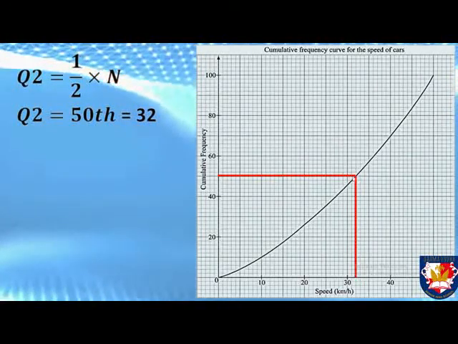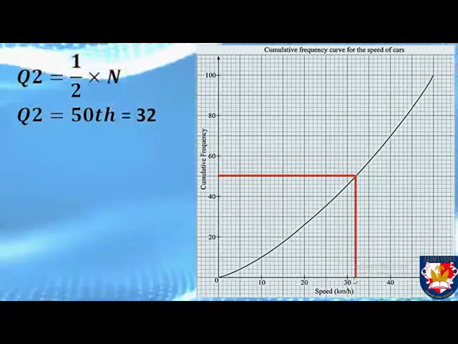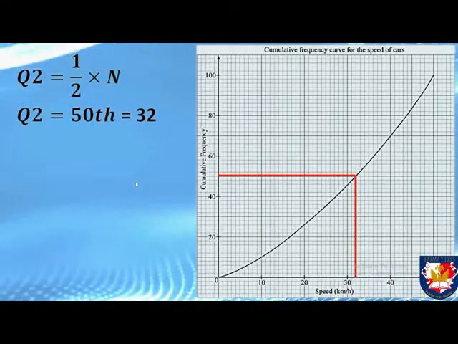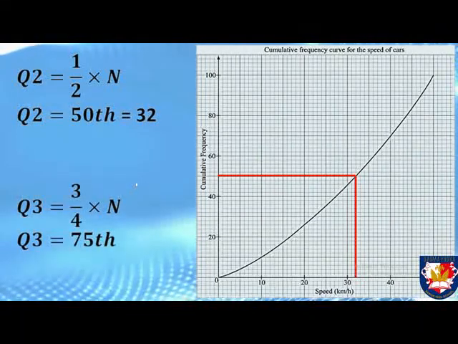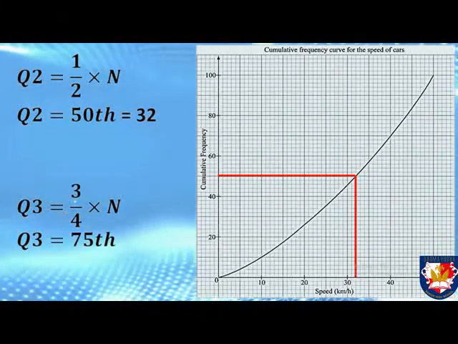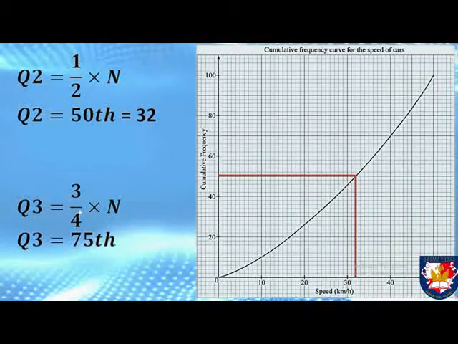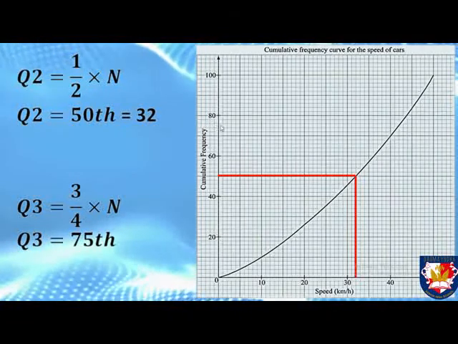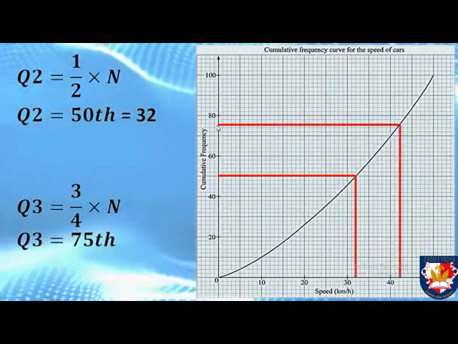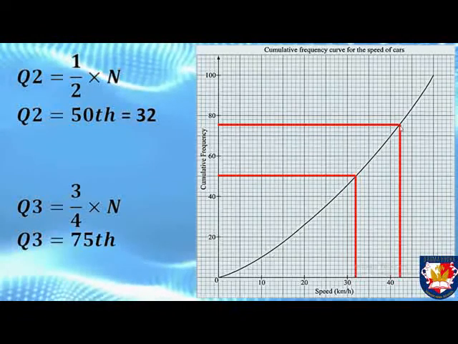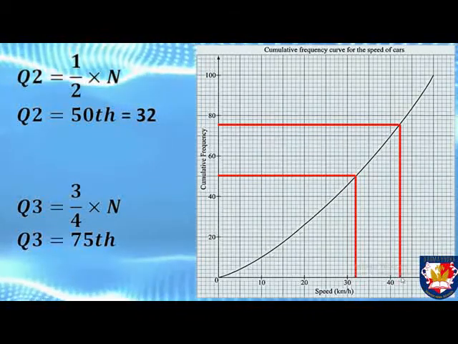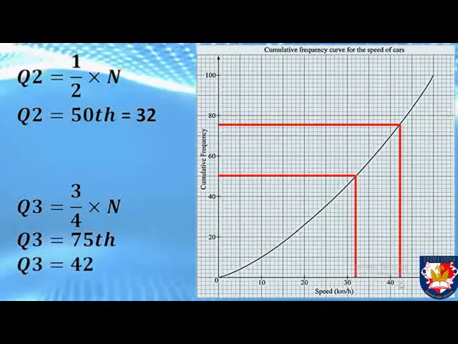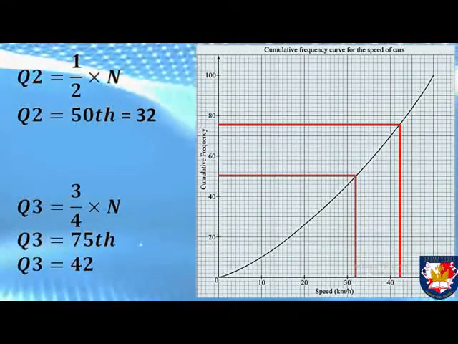You drag it here and drag it down, and you will get the value of Q2 equal to 32. And next, how to find Q3? Q3 is 3 per 4 times n. 3 per 4 times 100 equal to 75th. So the 75th is around here. You make a line to the curve and then make a line to this axis. So the value of Q3 is 42. That's how you find Q3.